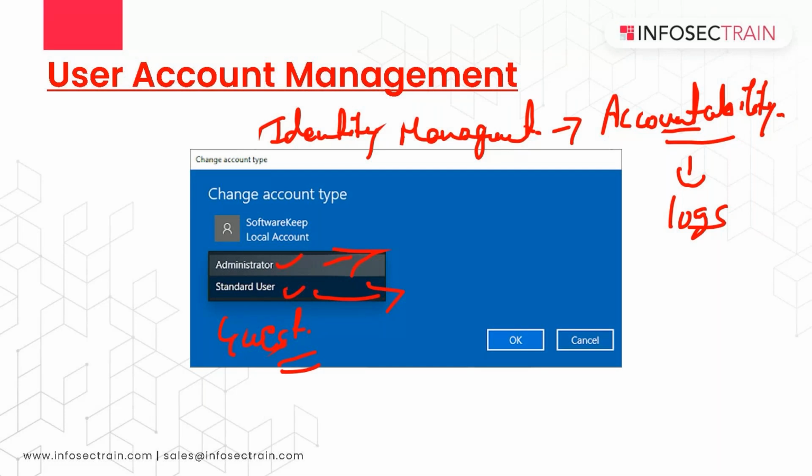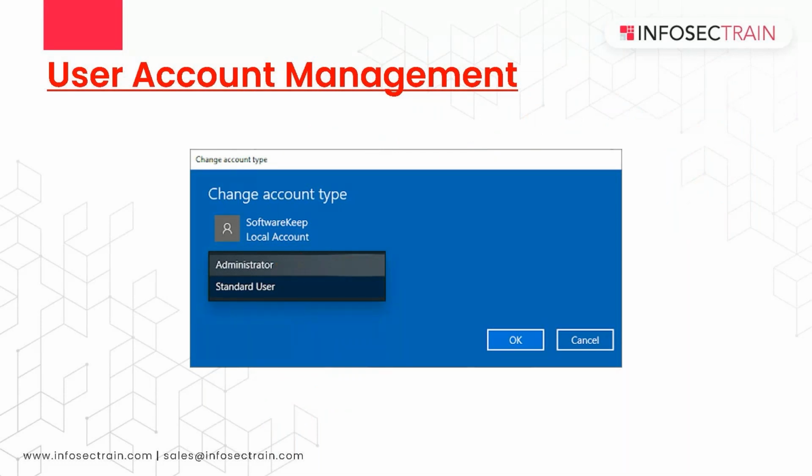We will be providing them guest account access. That guest account will have some limited access, and it will expire after a particular period of time. So that is our guest account. Then we have the system account, which is also known as the internal account, and it is generally used by our system processes. So these are the different types of accounts we have.